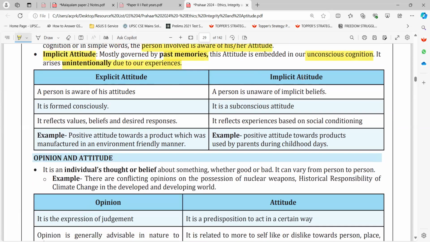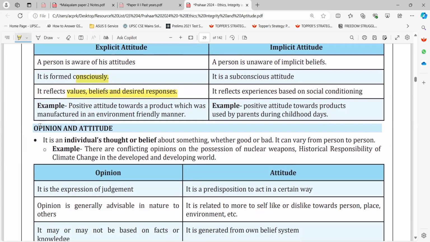Explicit attitude and implicit attitude. Explicit attitude: a person is aware of his attitudes. It is formed consciously. It reflects values, beliefs, and desired responses. Example, positive attitude towards a product which was manufactured in an environment friendly manner. Implicit attitude: a person is unaware of implicit beliefs. It is a subconscious attitude. It reflects experiences based on social conditioning. Example, positive attitude towards products used by parents during childhood days.